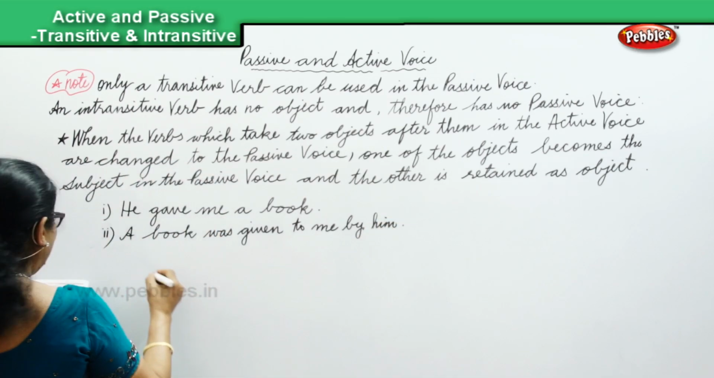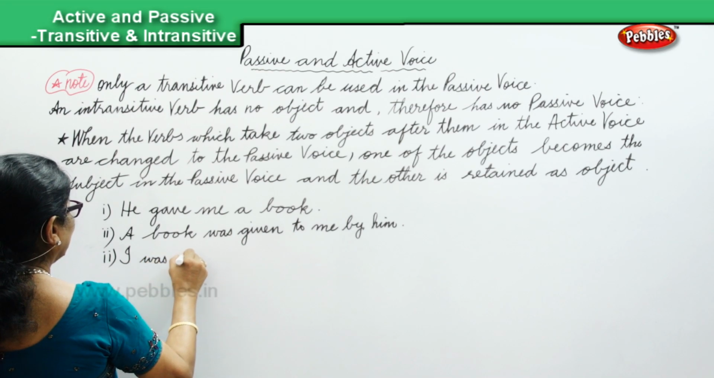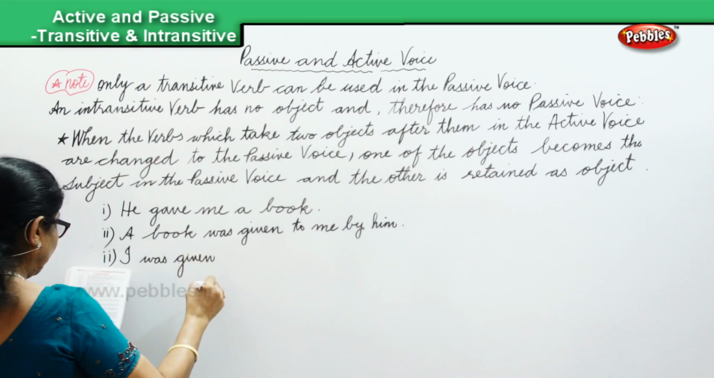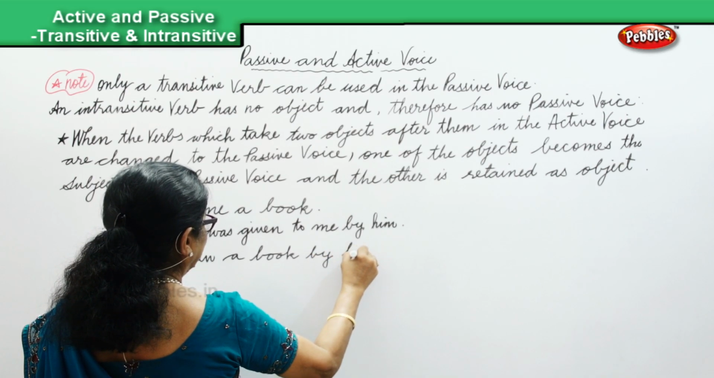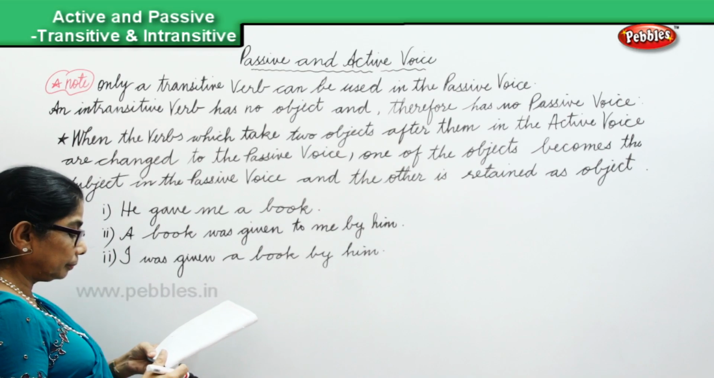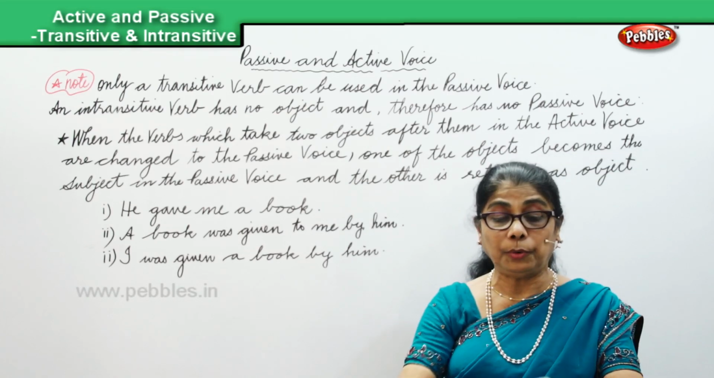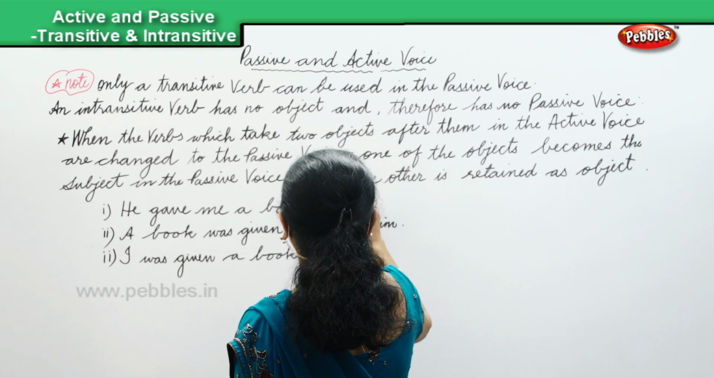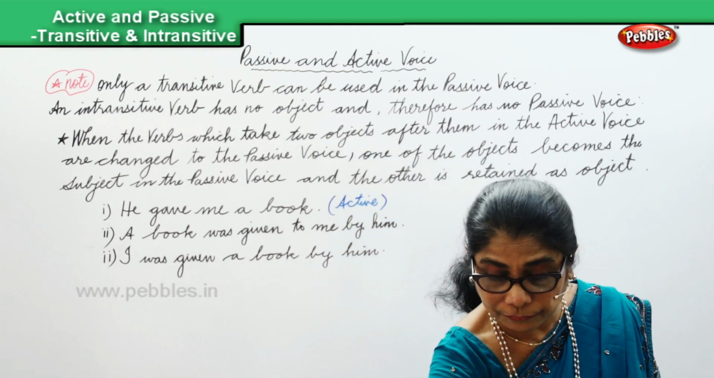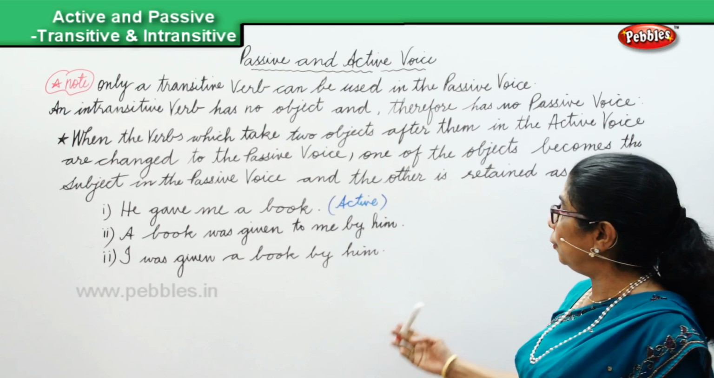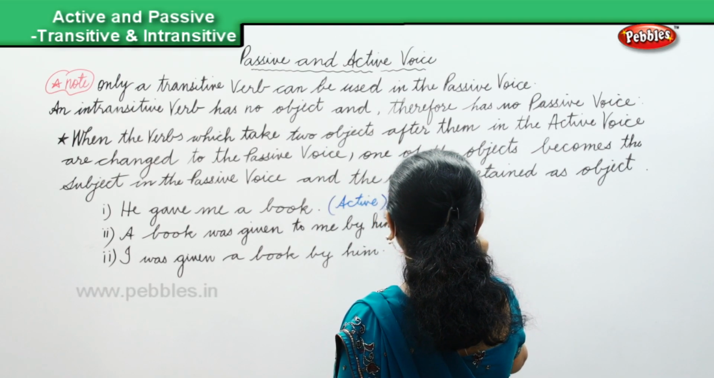Now, you can also say, I was given a book by him. Okay. Now, he gave me a book, that is in the active voice. Now, we are changing that to make both of these into the passive. Let's look at it. Passive voice.